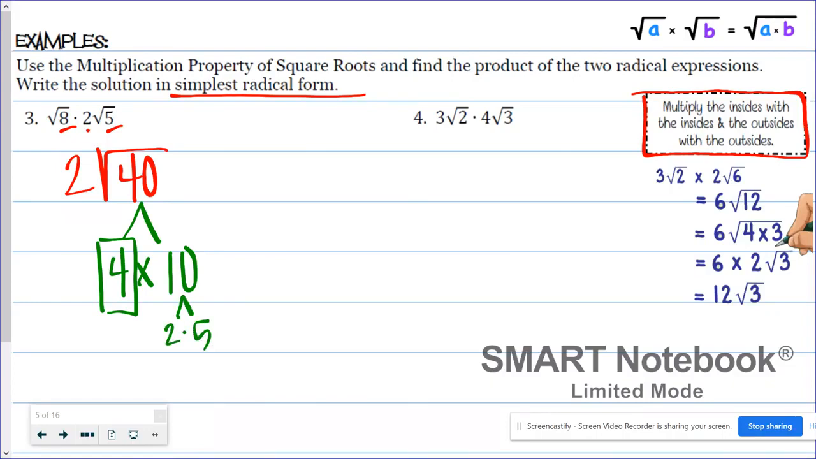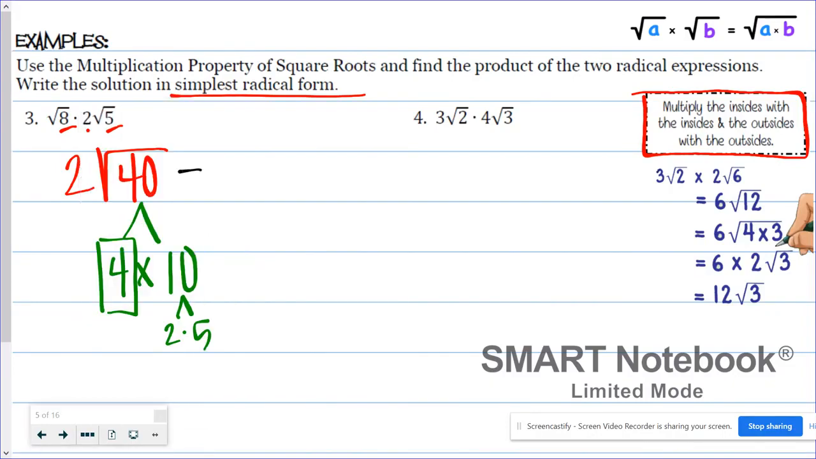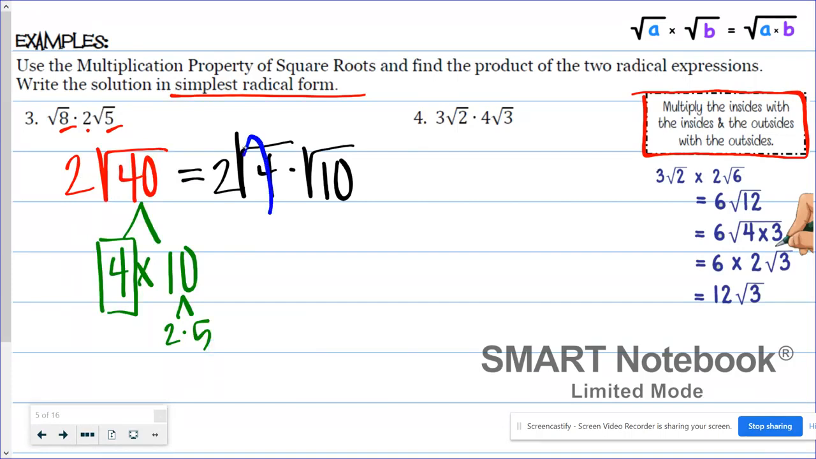Okay. So basically what I can do here is I can say that 2 root 40 is equal to 2 times the square root of 4 times the square root of 10. Okay, using that multiplication property to simplify here. The square root of 4 is 2. So now I've got 2 2's on the outside. I'm going to multiply those together. And I'm going to get 4. And the square root of 10 didn't have any buddies, so it has to stay inside.